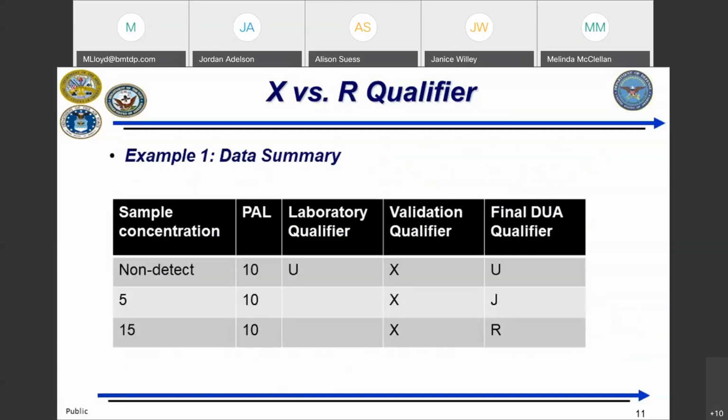This is what that data would look like. So the sample concentrations are over here on the left, the project action levels are next to it. And you can see the laboratory would have had a U qualifier on that non-detect. So it would have been, you know, LODU. The validator put an X on all of them, right? Because that's what our guidelines said to do. But then the final DUA qualifier is a U for those non-detects and estimated for the detect below the project action level, and they rejected the data above the project action level.